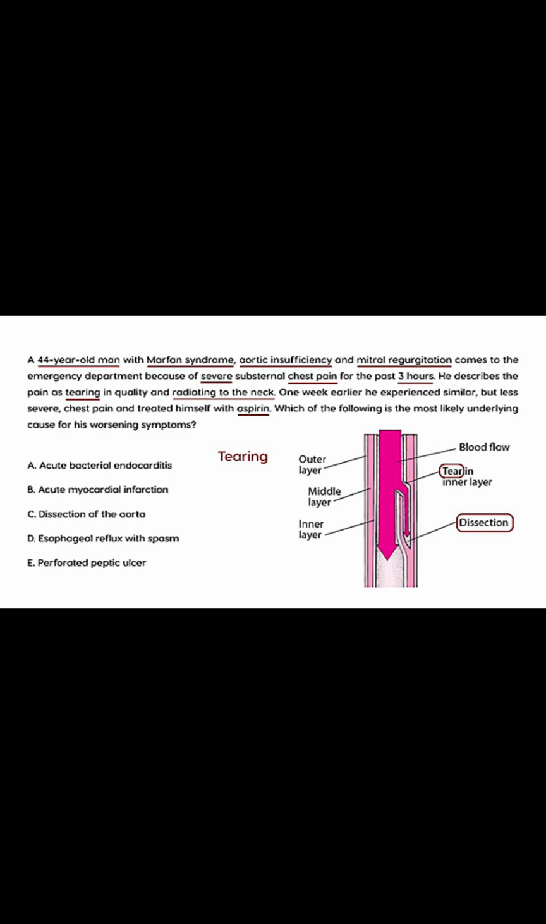And what's really happening with this patient is that he is having a dissection. He's undergoing a dissection. That is why this process of dissection is happening in him. That's why he's got such severe chest pain. And as a result, he's come to the ER. So the answer for this is going to be C, dissection of the aorta.